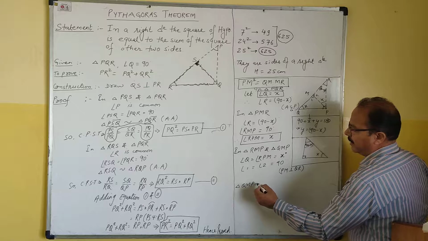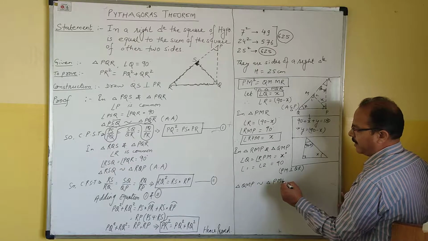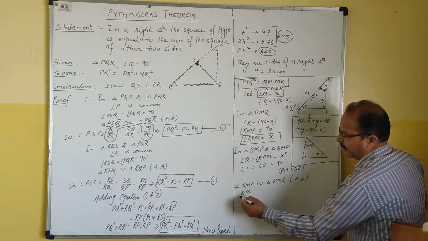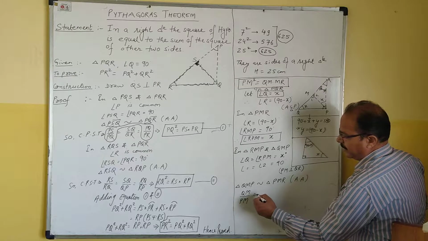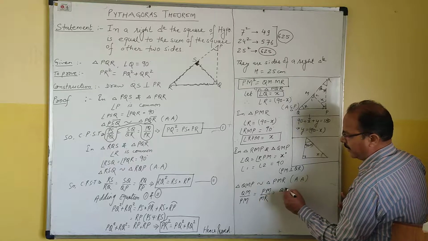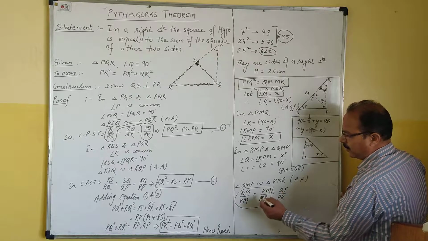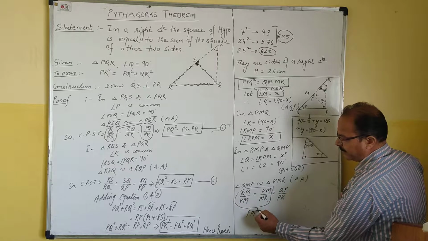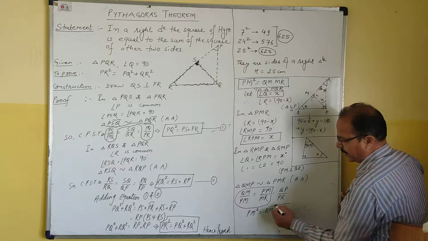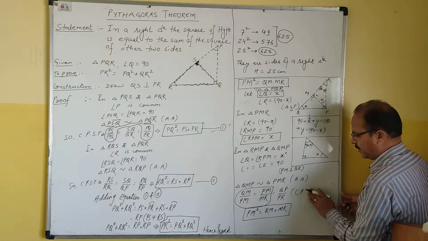Triangle QMP is similar to triangle PMR by angle. So you will write QM upon PM is equals to PM upon MR is equals to QP upon PR, and from these two you will get PM square is equals to QM MR. This is what you have to prove. This is by CBSE.